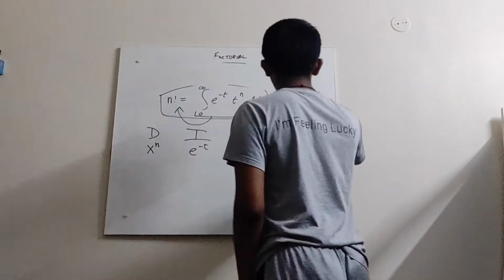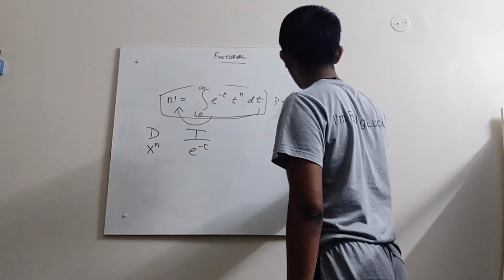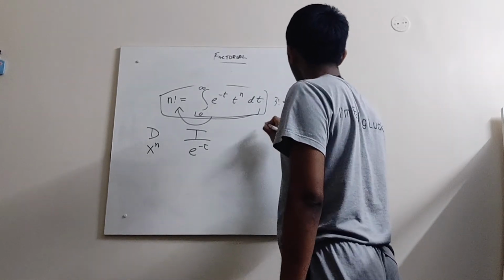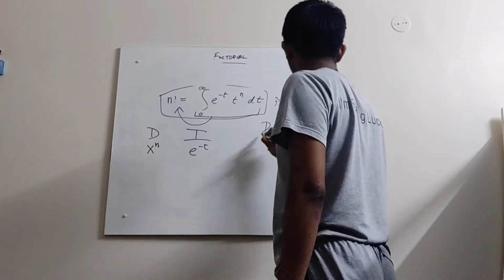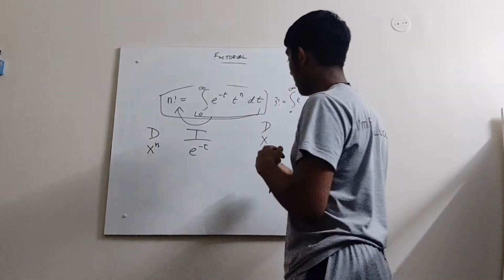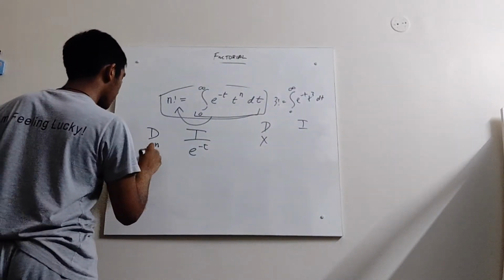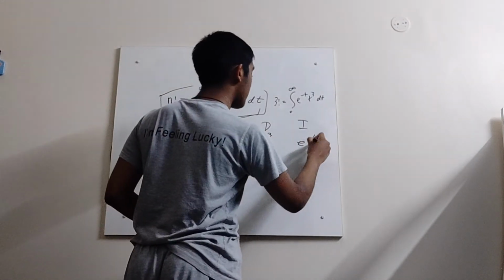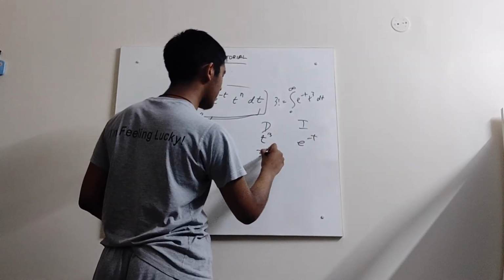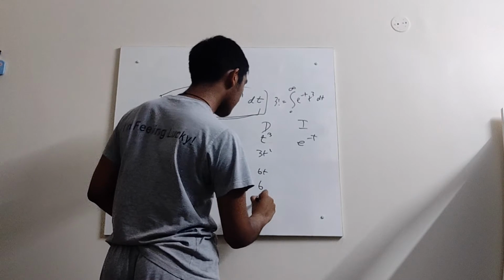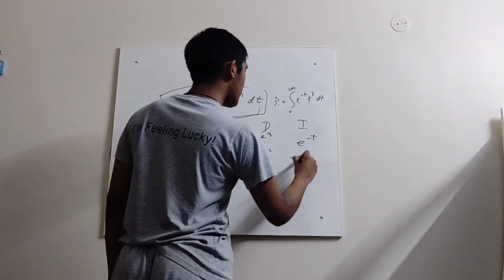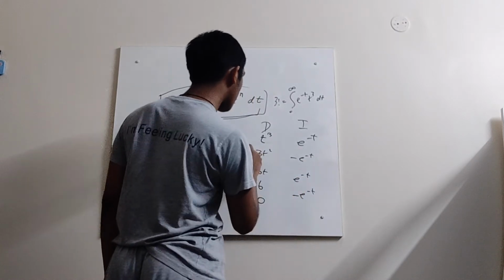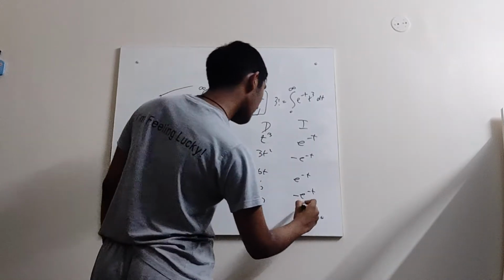Let's take 3 factorial is equal to the integral of t cubed e to the power minus t dt from 0 to infinity. And by this method DI, we have t to the power n. This is going to be t cube, e to the power minus t. Take the derivative: 3t square, 6t, 6 and 0. Then e to the power minus t, minus e to the power minus t, e to the power minus t, minus e to the power minus t.